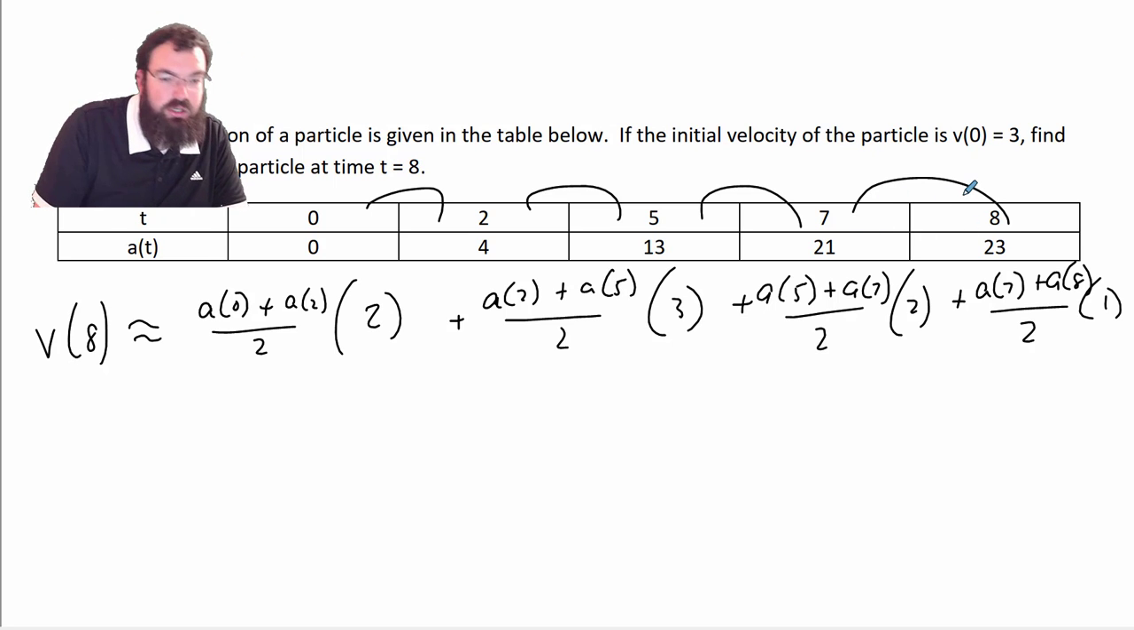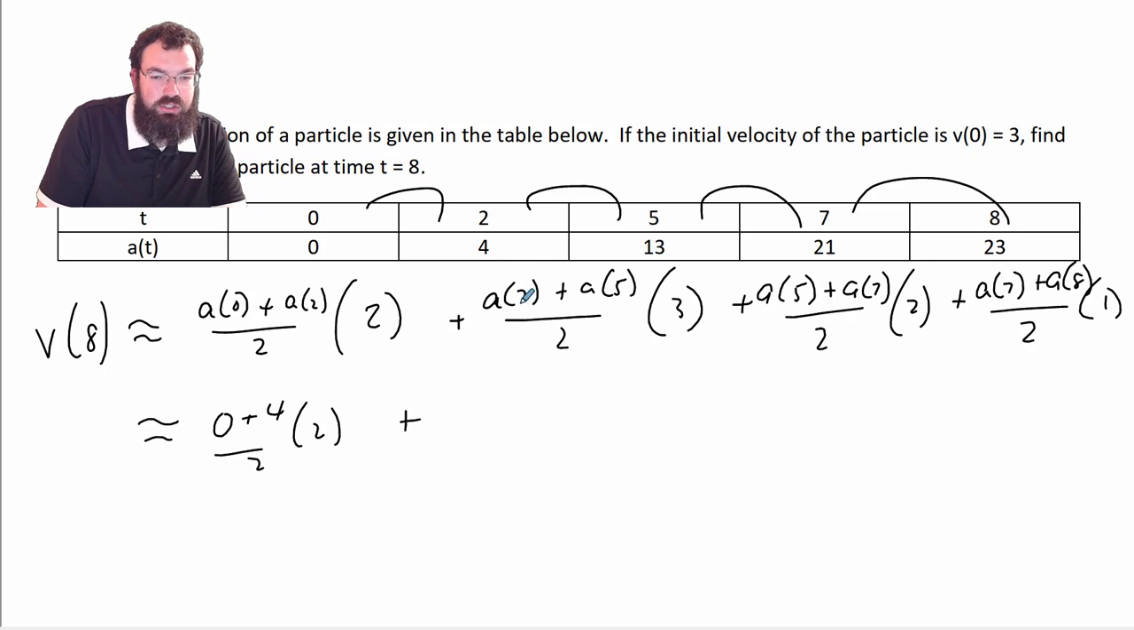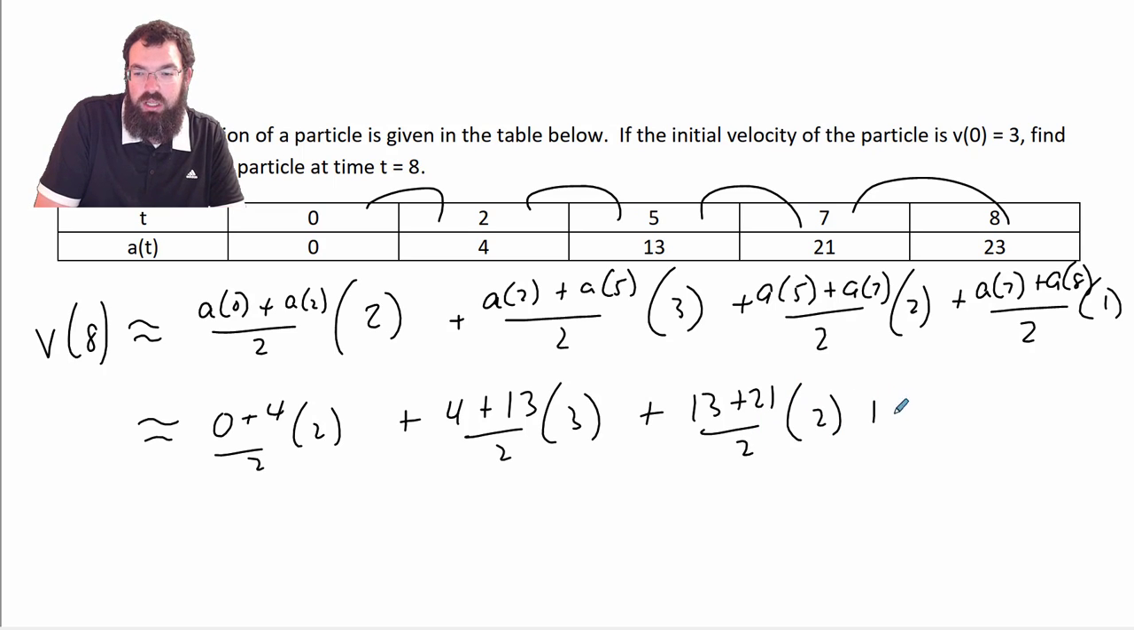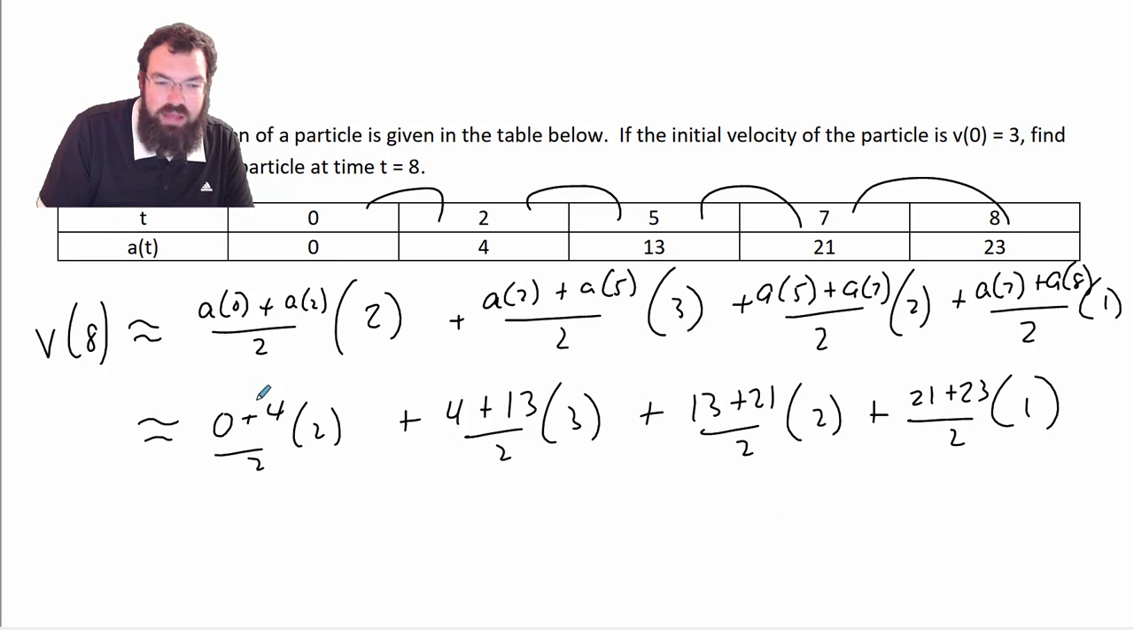And then I just plug and chug basically. So this is going to be a of 0 is 0 plus 4 over 2 times 2 plus a of 2, which is 4 plus 13 over 2 times 3 plus 13 plus 21 over 2 times 2 plus 21 plus 23 over 2 times 1. So once you do that, you figure that value out.